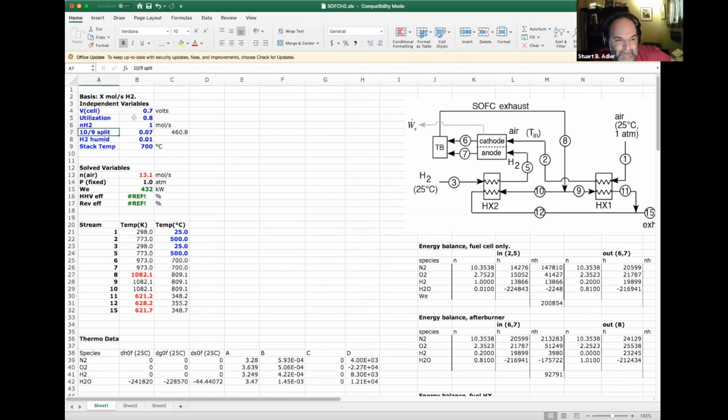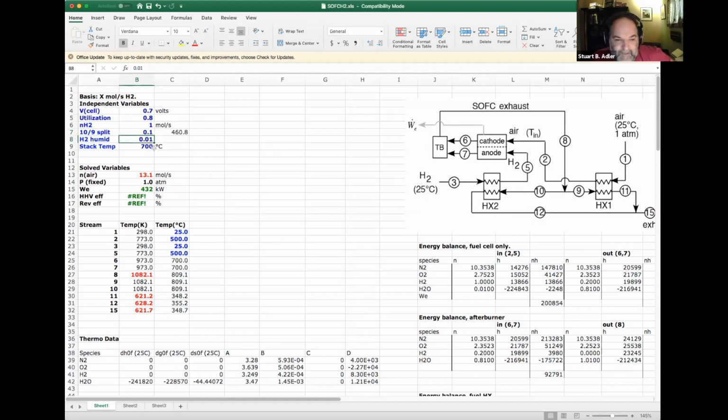One of the variables I didn't talk about last time: I've got this exhaust, and I've got to split it in two to send it to these two different heat exchangers. The way I have this set up right now, I'm specifying what percentage of the exhaust goes to the hydrogen preheater versus the air preheater. I'll come back to why I've set it at the particular value I have, but it's adjustable.